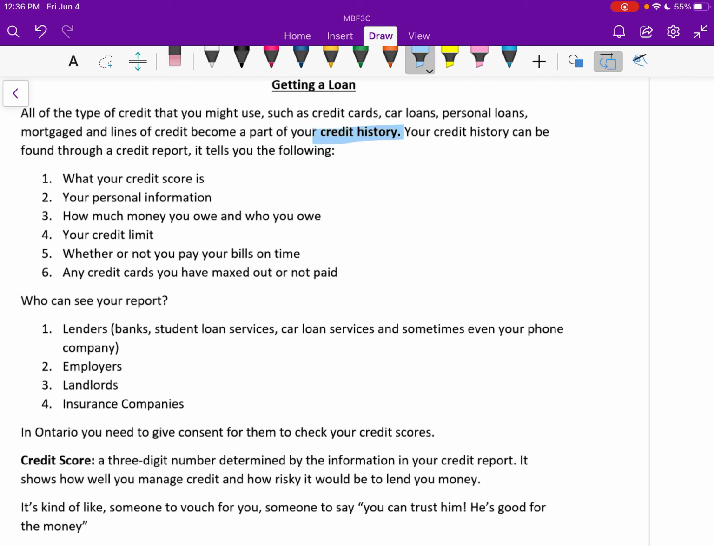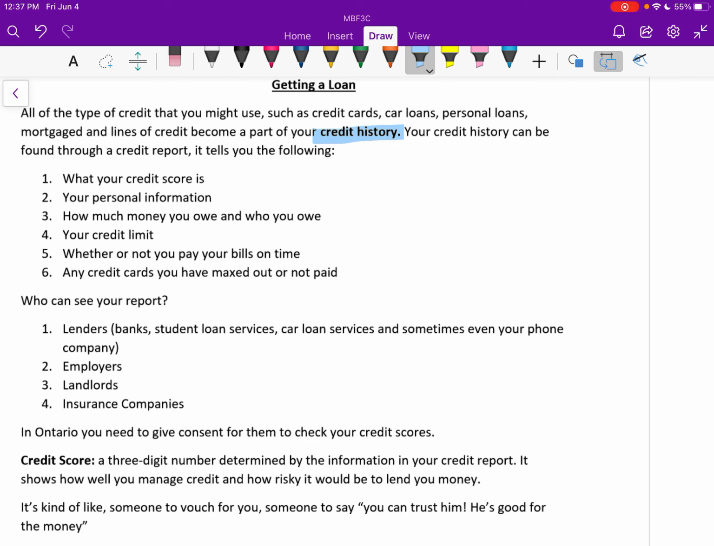Whenever you apply for one of these, you fill out a loan application or a credit card application, and that application keeps your social insurance number. That number is linked to your credit history. Your credit history can be found through a credit report that tells you a few things: what your credit score is, personal information like where you live and what you do, how much money you owe and who you owe it to.